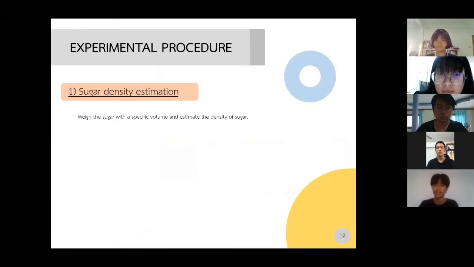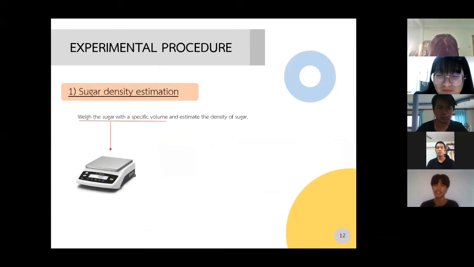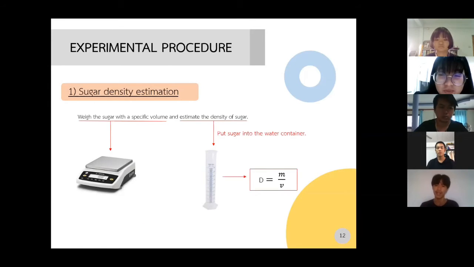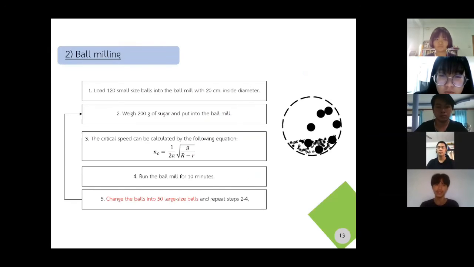Next, the experimental procedure. One, sugar density estimate. Weigh the sugar with a specific volume and estimate the density of sugar by putting the sugar into the water container and calculating from the following relationship. Two, the ball milling. One.